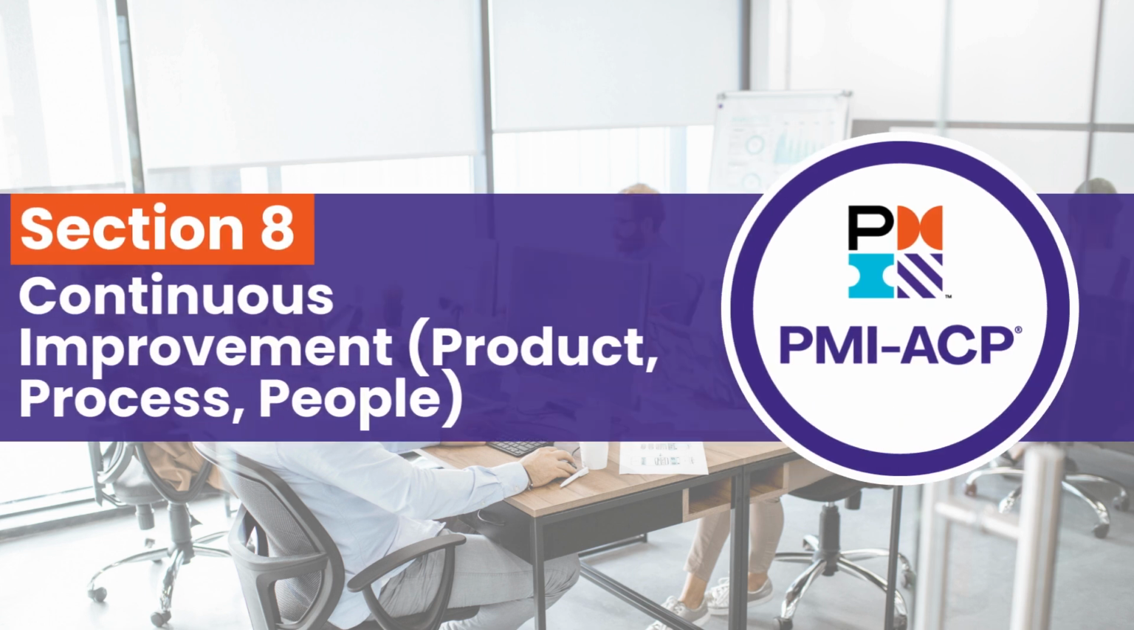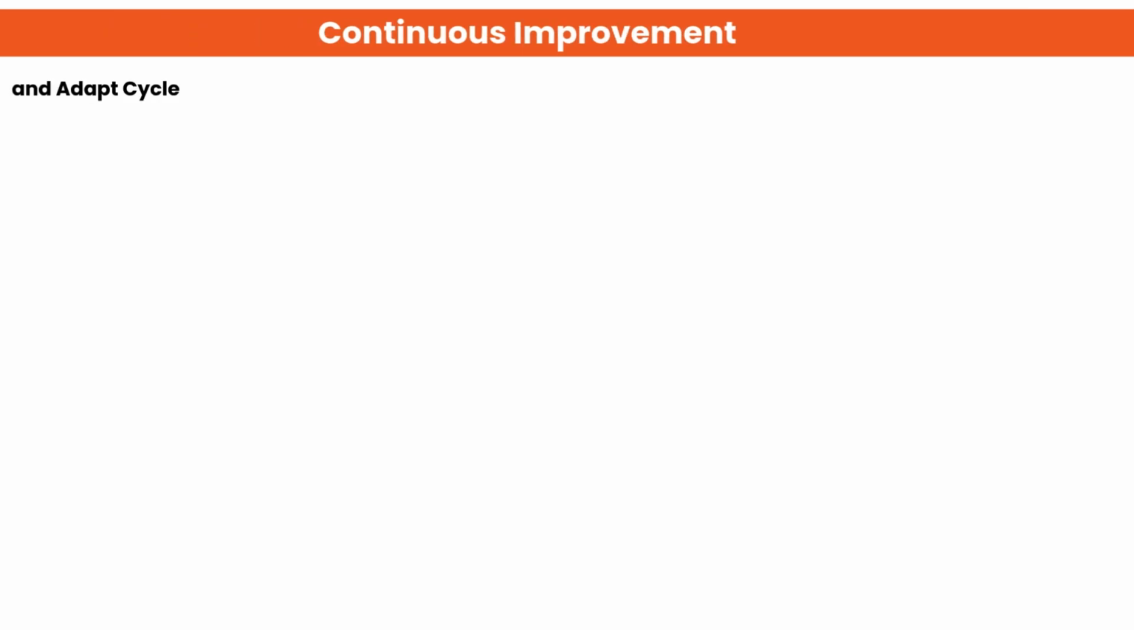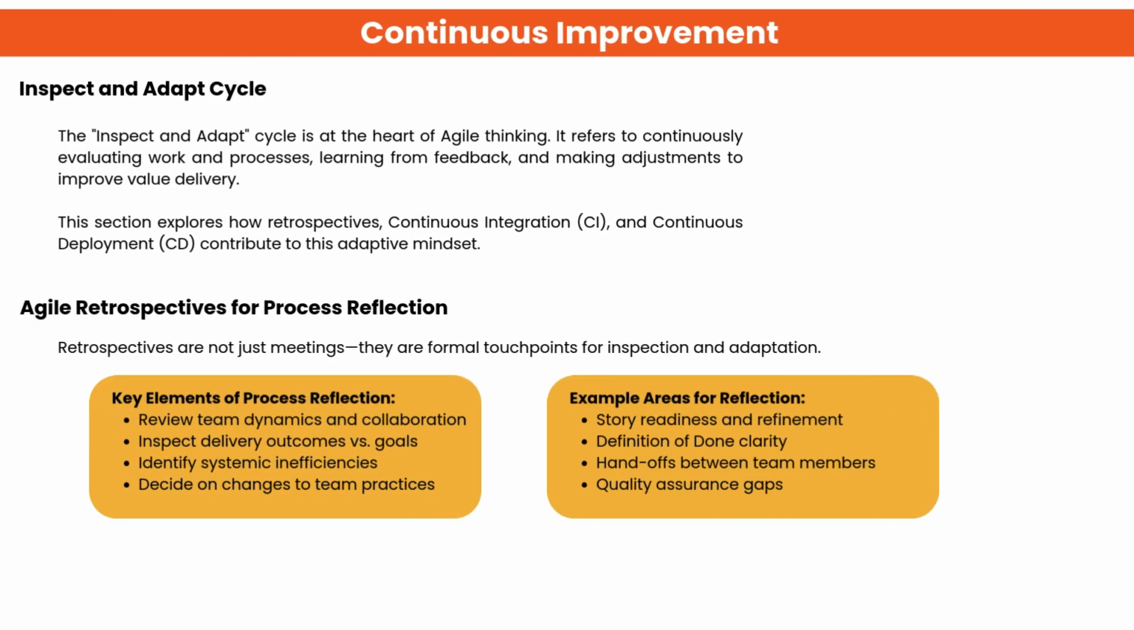This section introduces continuous improvement in Agile, focusing on three key areas: product, process, people. The goal is to show how Agile teams continuously evaluate and improve their work, collaboration, and outcomes to deliver better value over time.